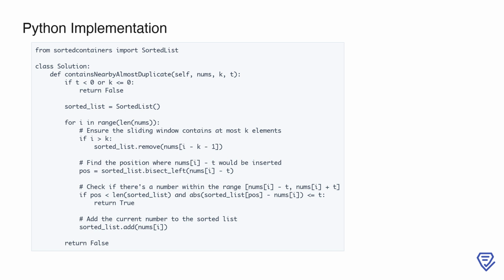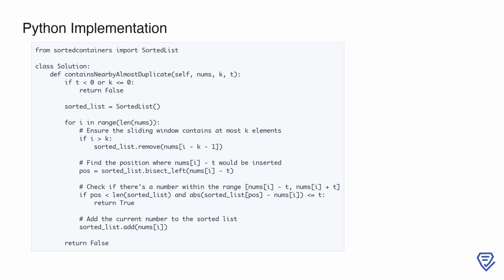This solution efficiently solves the problem using the sliding window and a balanced binary search tree provided by the SortedList from the sortedcontainers library. The algorithm ensures that for each index i, it considers a sliding window of at most k elements to maintain the constraint |i - j| ≤ k. To check the difference constraint |nums[i] - nums[j]| ≤ t, it uses binary search to find potential candidates within the range [nums[i] - t, nums[i] + t].